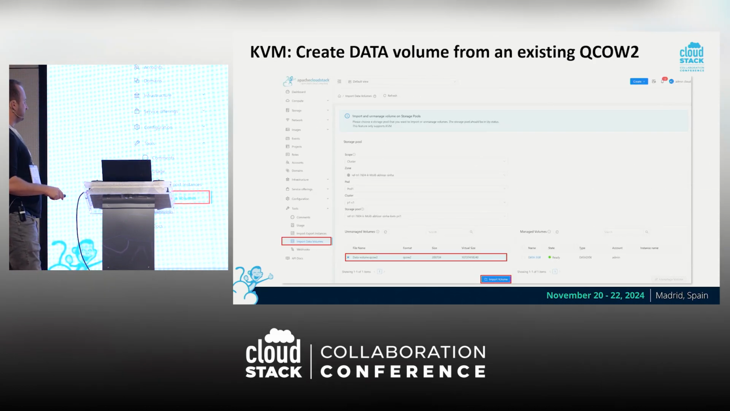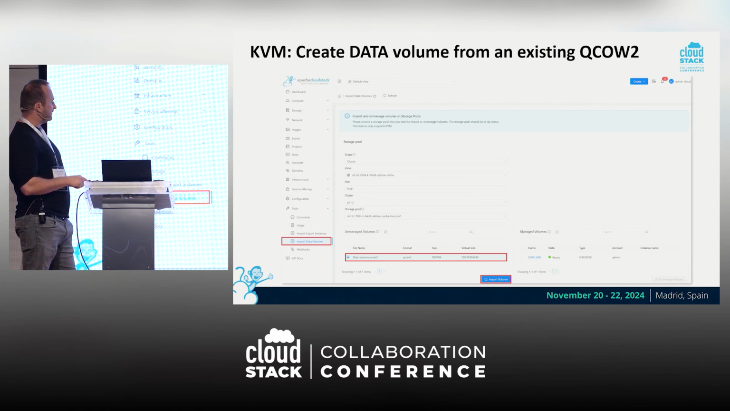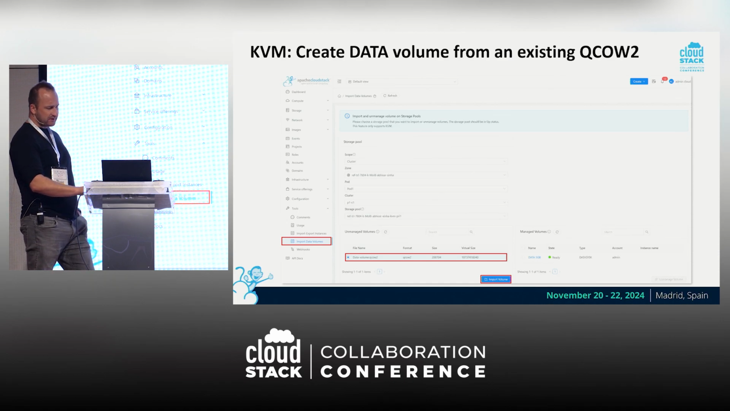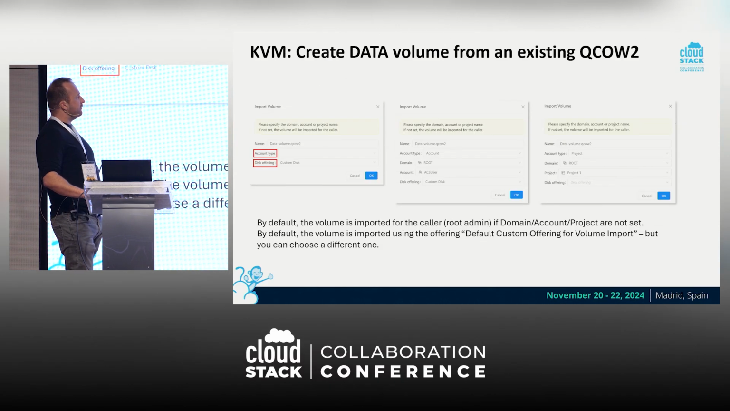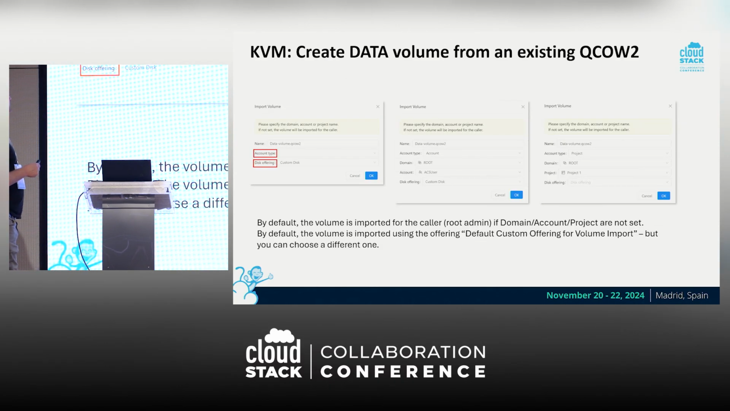How you do it: again, import data volume from the tools section. When you choose all the required parameters for the storage pool, we will automatically list the volume. You can see the custom name data-volume. You can click import, and there will actually be a pop-up. If you don't want to specify the account type or the disk offering, it will be important for you as a caller of the API. For the disk offering, we use some, obviously, default disk offering that will be assigned to this disk, or you can actually choose a different one.